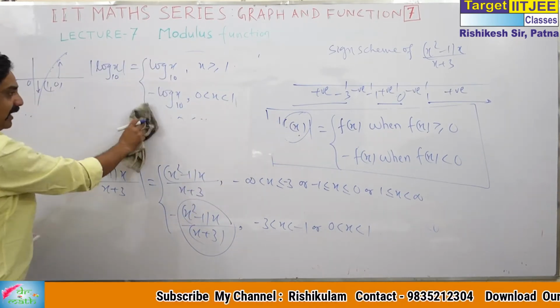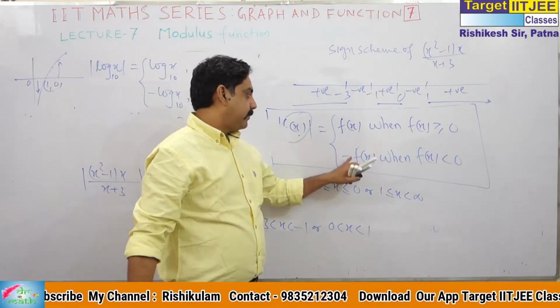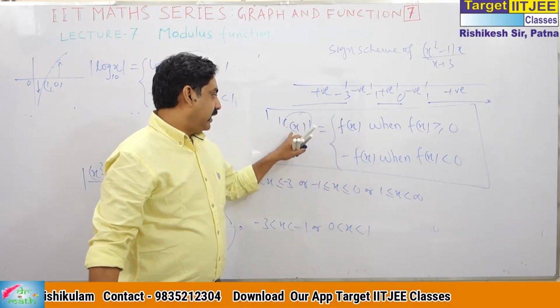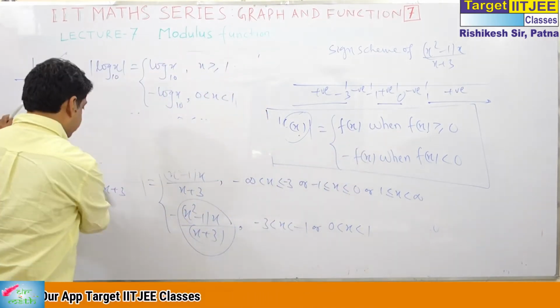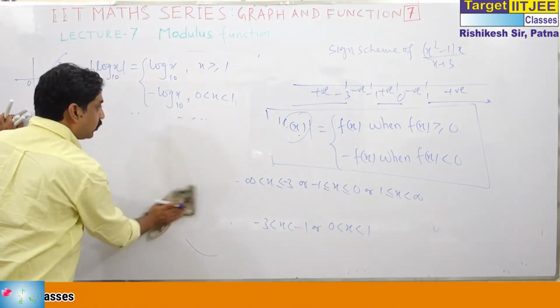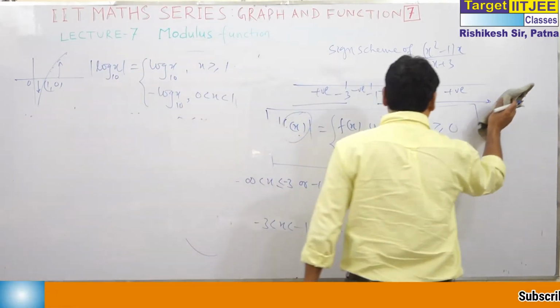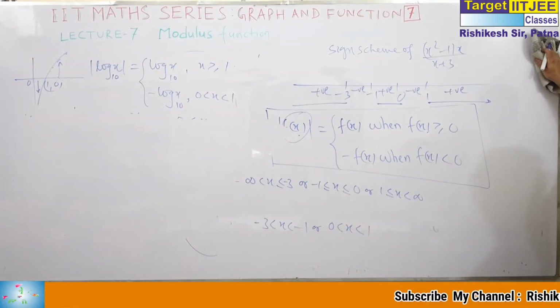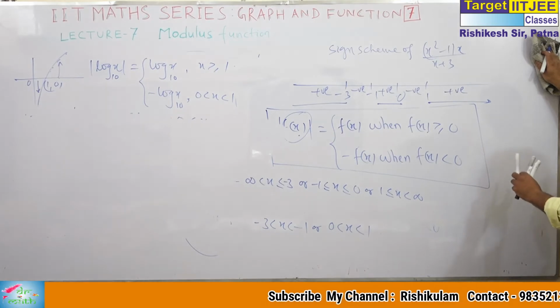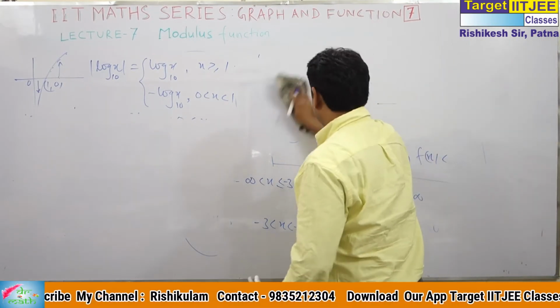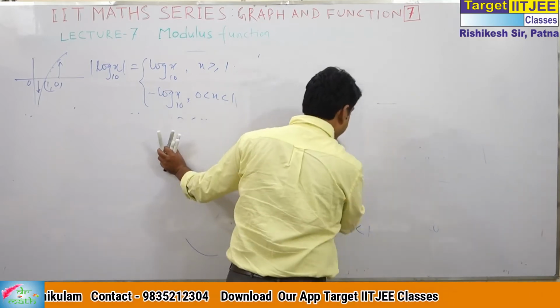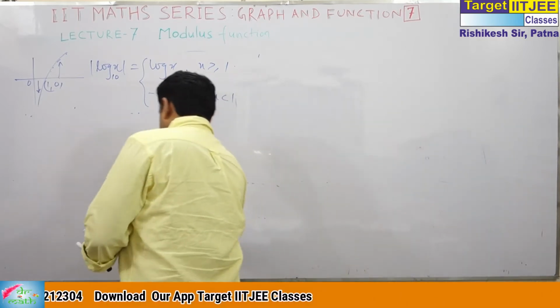Only one point: whenever this function is negative, put a negative sign; whenever this function is positive, write it as it is. How to deal with the question of modulus? If you want to write, you can pause and write. The main point is that we have to take the condition.